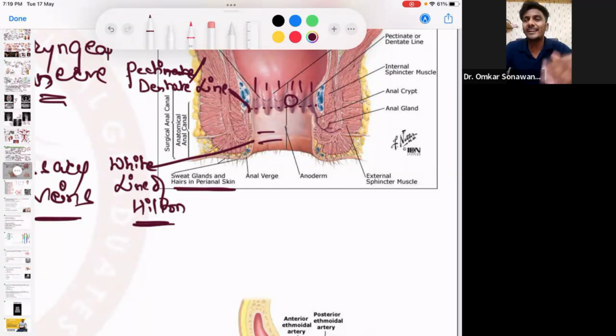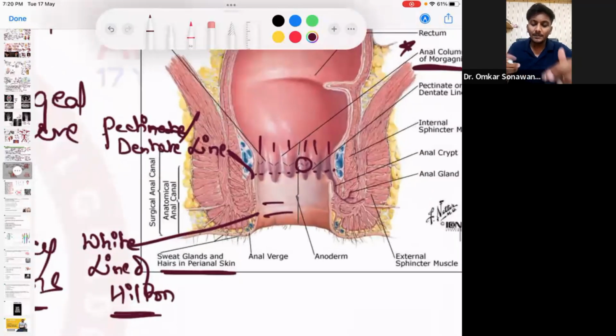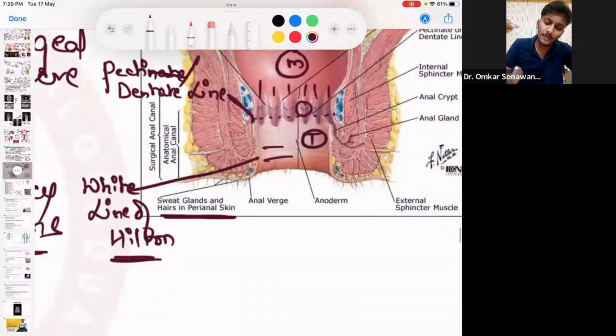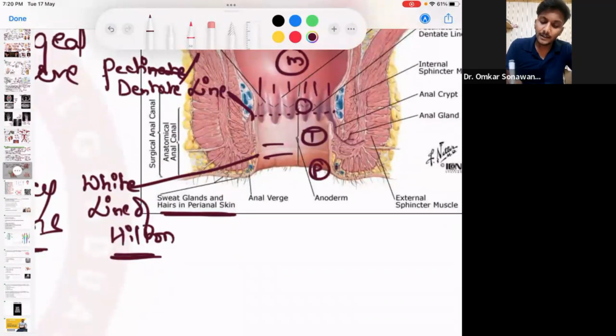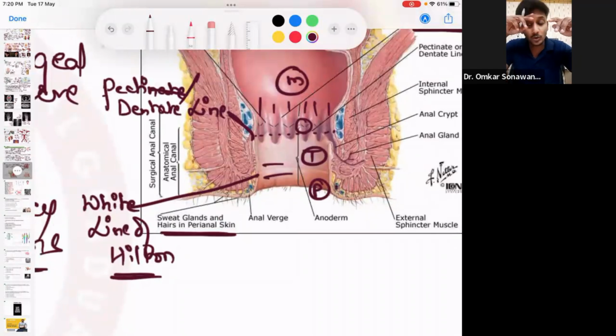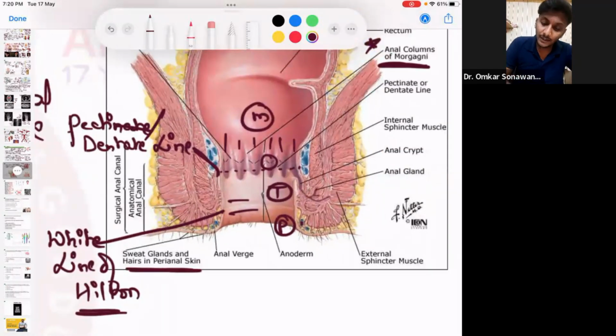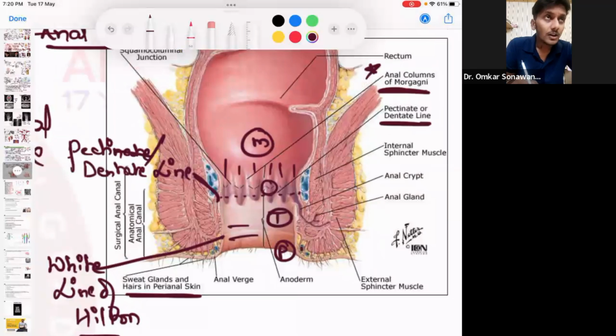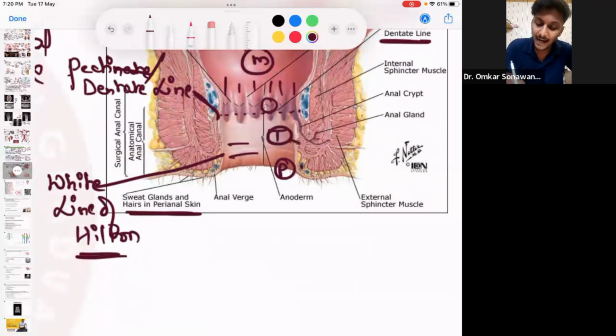Before the white line of Hilton, there is no presence of any sweat glands or perianal hairs. Important, tell me this. Now there are three parts, as I told you. First is the mucosal part, second is the transitional part, and third is the pigmented part. The epithelium of the mucosal part is columnar epithelium, but the epithelium of the transitional and pigmented part is squamous epithelium.